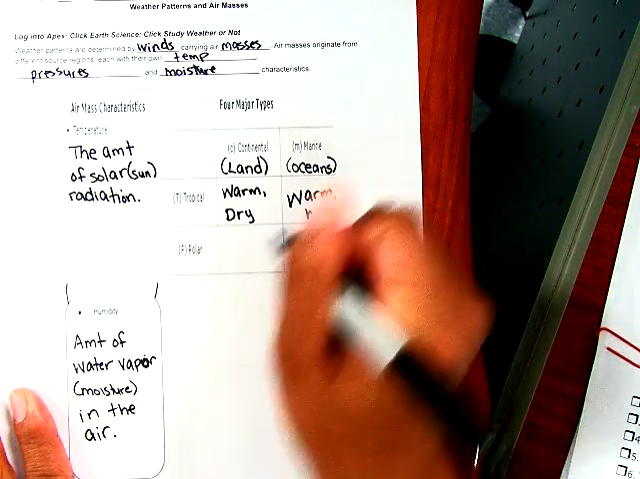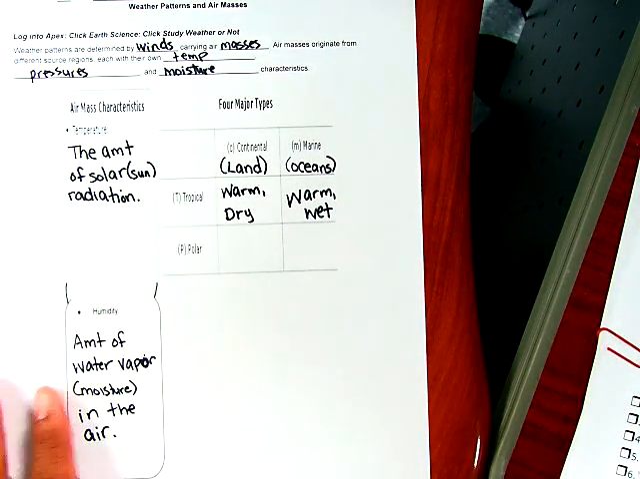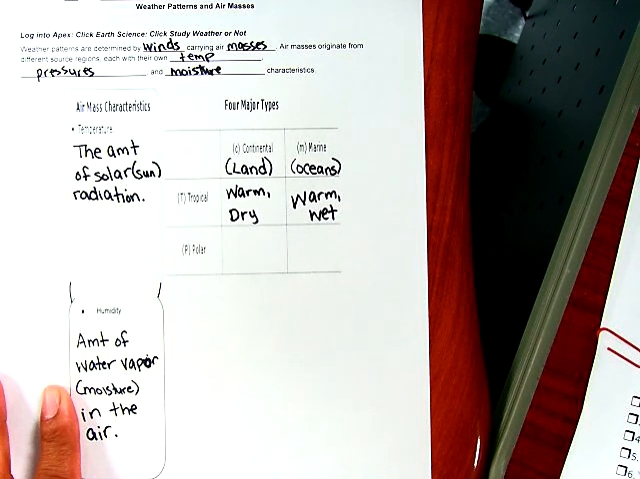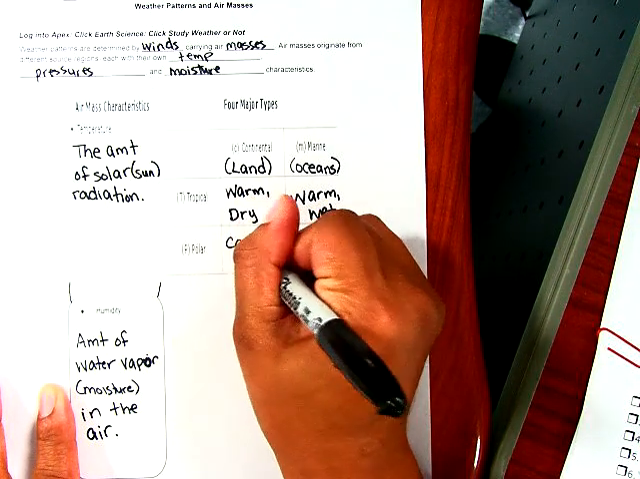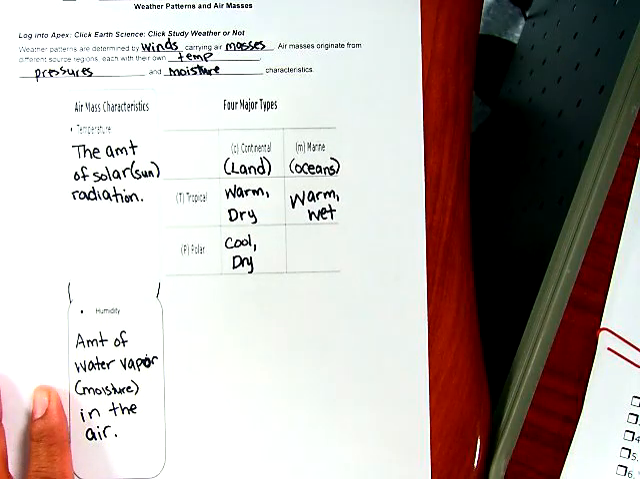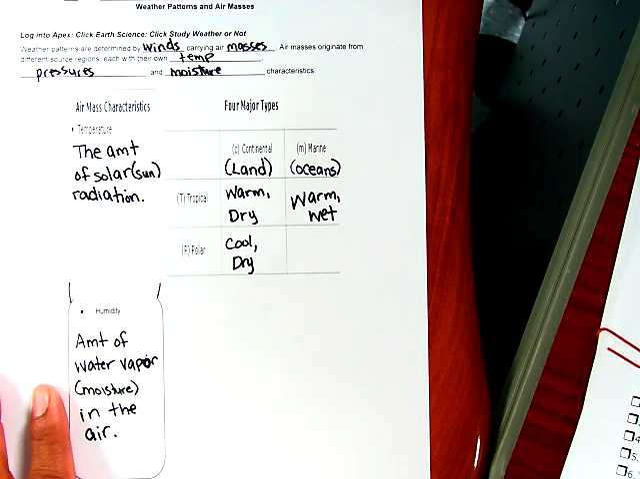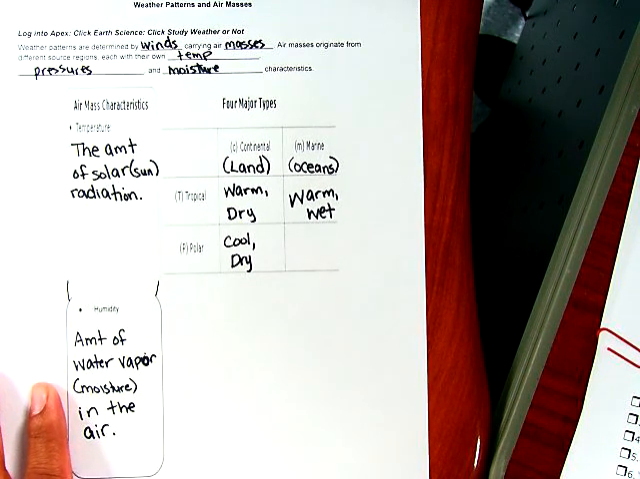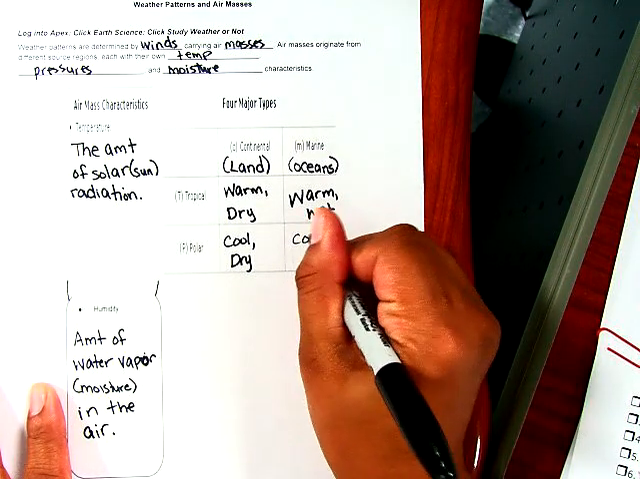Brendan, for polar and continental. Cool or cold and dry. Because cool is a relative word. What's cool to you may be cold to me. So cool just means it's not warm. What about marine and polar? Erica? Cool and wet. Any questions?